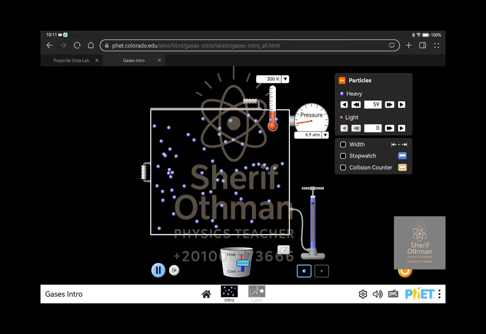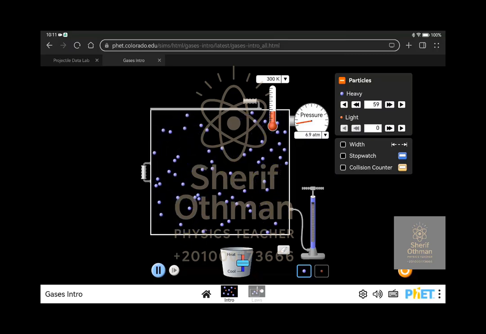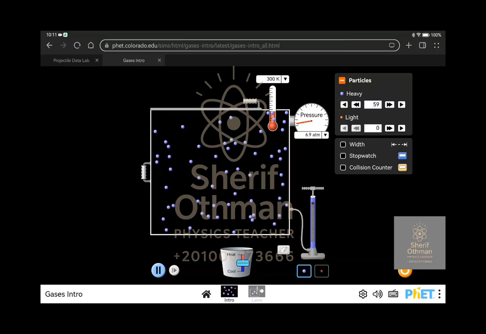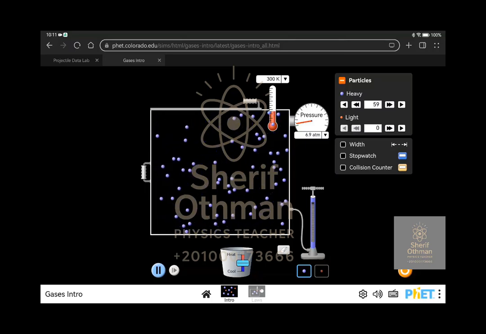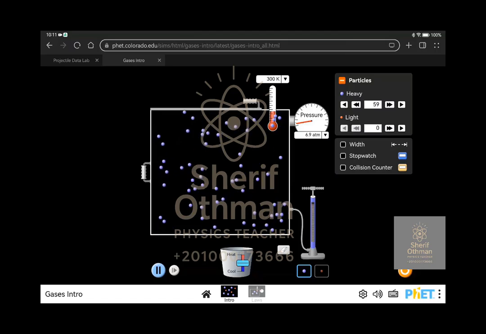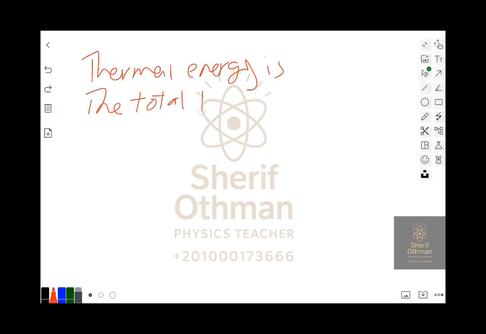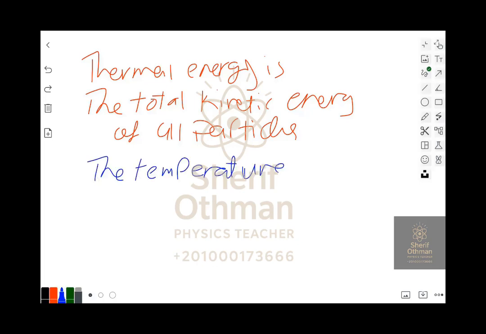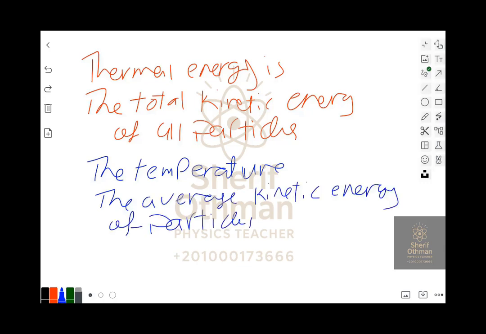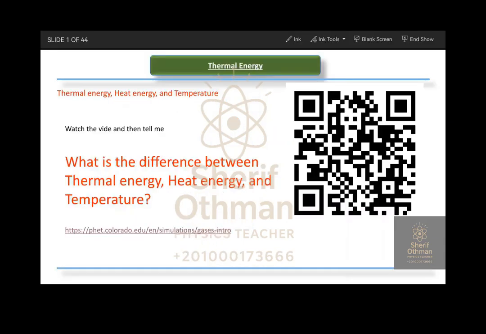This difference in speed and kinetic energy makes the temperature. And the total kinetic energy of these particles is defined as thermal energy. So if you would like to define thermal energy, it is the total kinetic energy of all particles. If you would like to define the temperature, we'll define it as the average kinetic energy of particles. While heat energy is the amount of thermal energy or kinetic energy transferred between particles from one object to another object. Now we are able to know the difference between thermal energy, heat energy, and temperature.